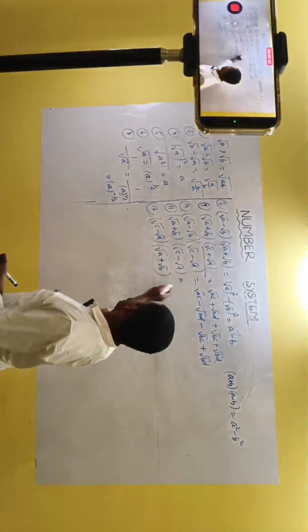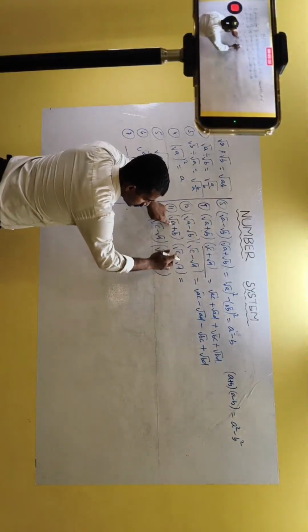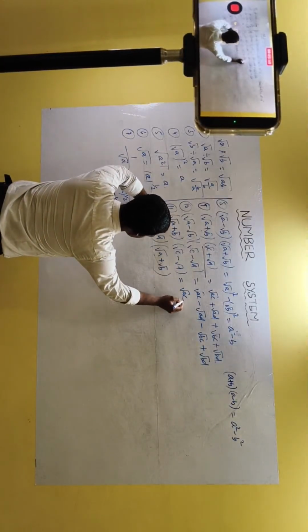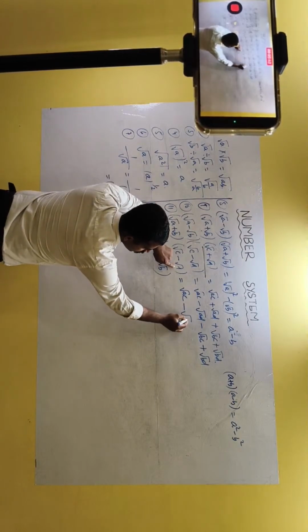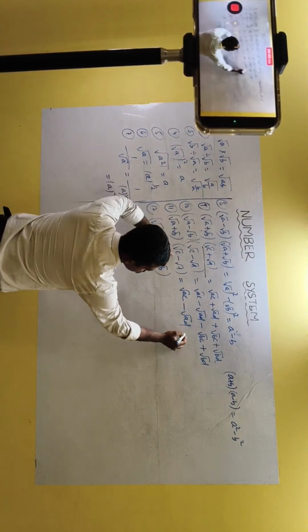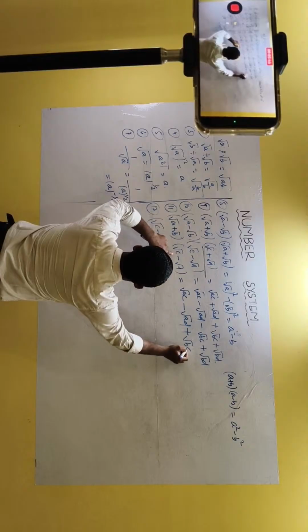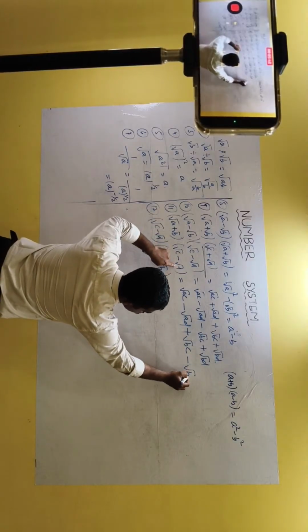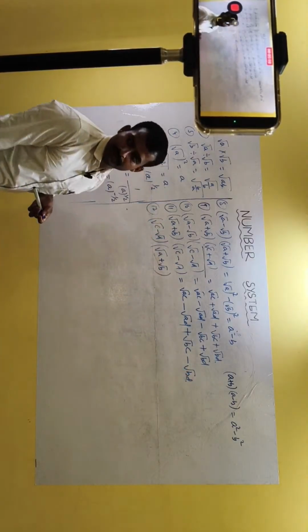Now let's come to another one. Root a into root c, that is how much? Root ac. Root a into d, minus root ad. Then root bc, that is how much? Plus root bc. Then root bd. Clear or not? Same thing.